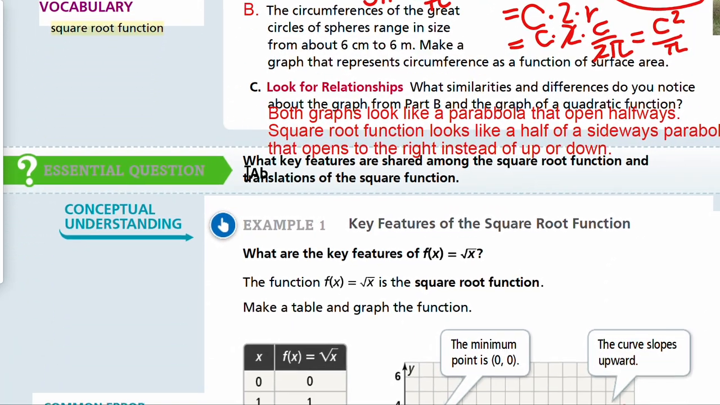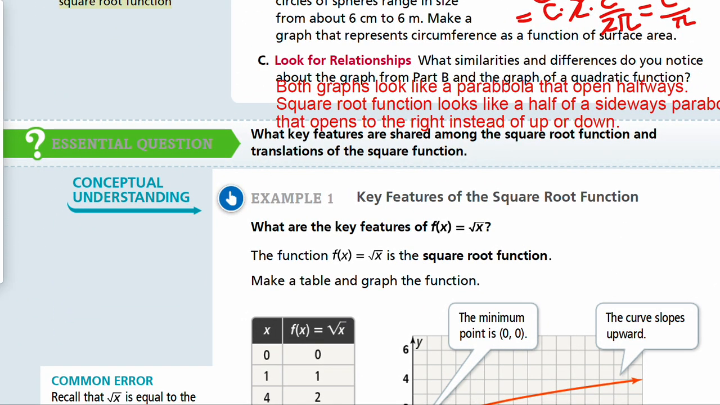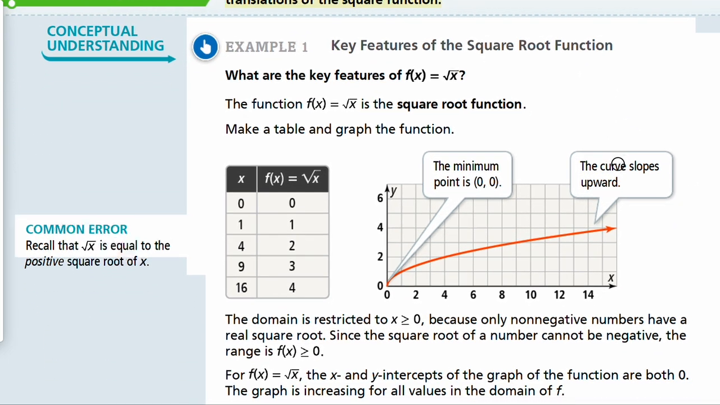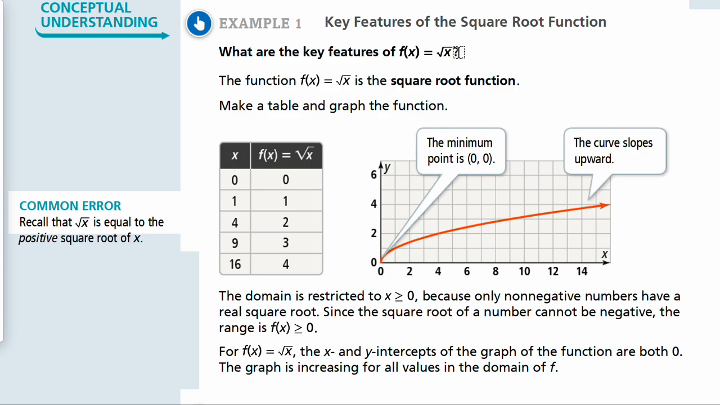So we're going to continue thinking about the essential question. What key features are shared among the square root function and translations of the square root function? So let's look at example 1, key features of the square root function. What are the key features of the square root function?